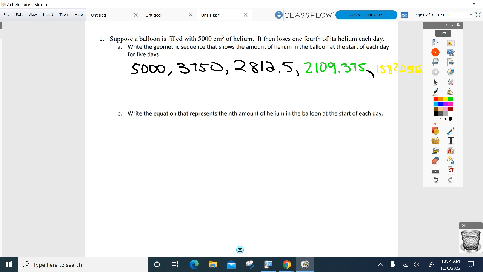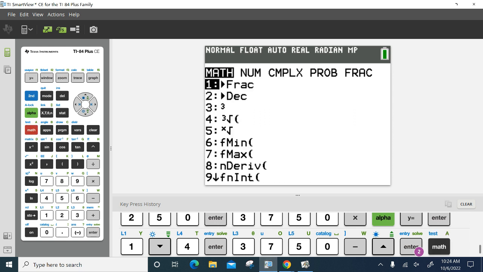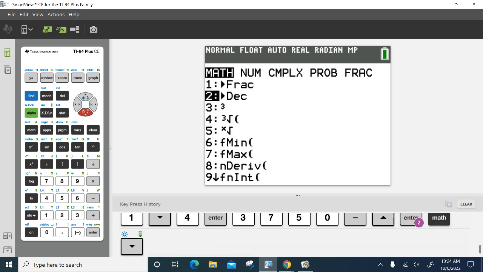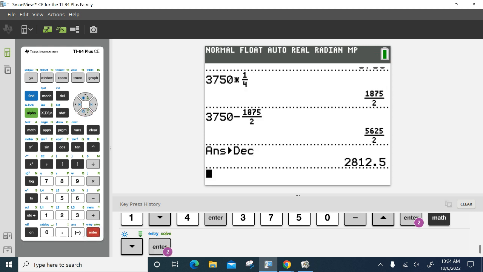Go ahead, Clayton. How did you turn 2,812.5 into a fraction? Okay, into a fraction. I meant decimal. Okay, so here you go. I got a fraction up here that I wanted to turn into a decimal. You got a math button right here. And then the second choice is turn anything you need to into a decimal. And it should turn it into a decimal for you. Okay, all right, thank you.